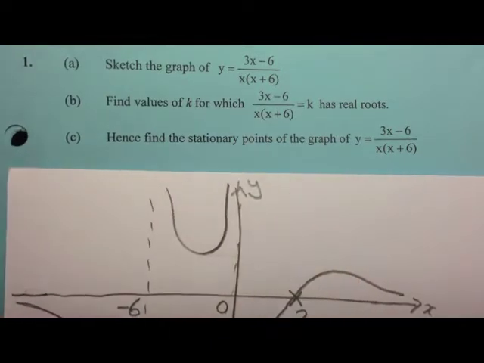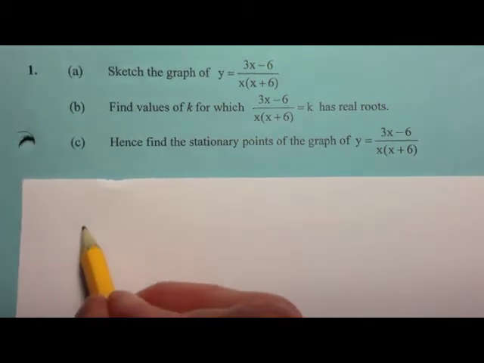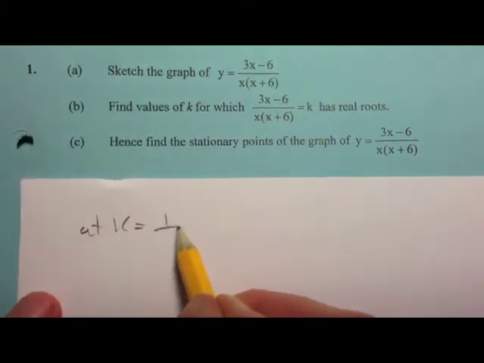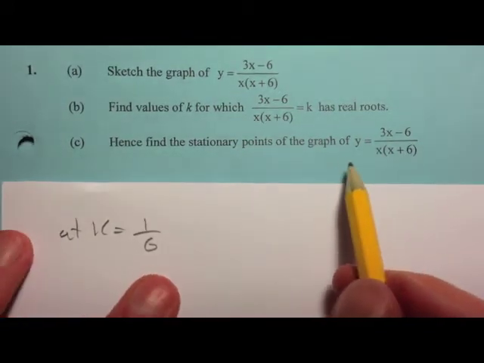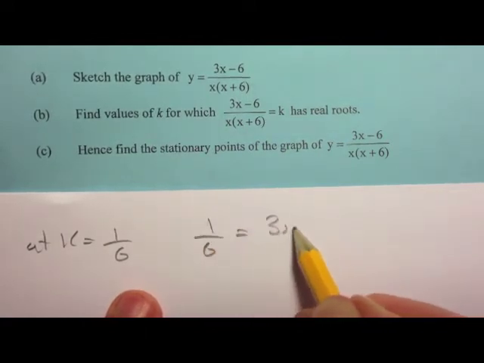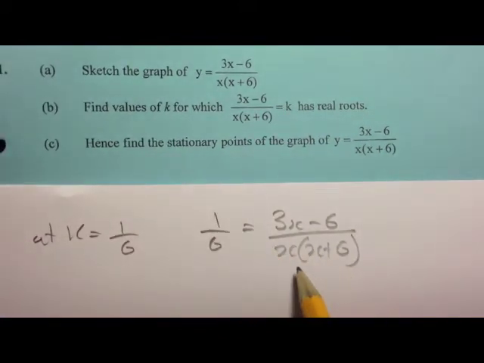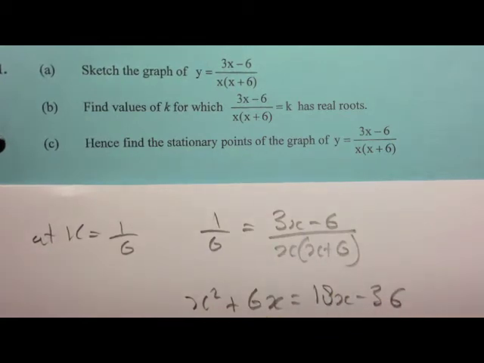Well, those k values are the y values, so we now just need to find the x values for those stationary points. So we say at k equals 1/6, we can put that into our original equation for the curve. So we have 1/6 equals (3x minus 6) over x(x plus 6). Cross multiplying, we're going to get x squared plus 6x equals 18x minus 36. Bring the 18x over, we're going to get x squared minus 12x plus 36 equals 0.